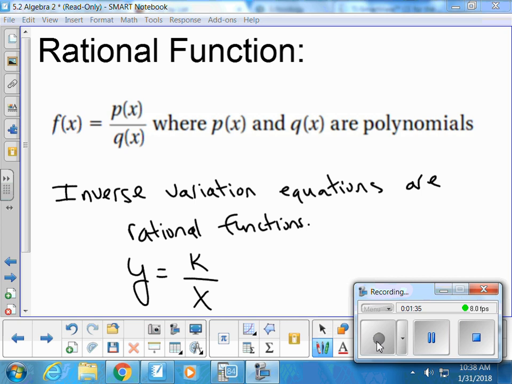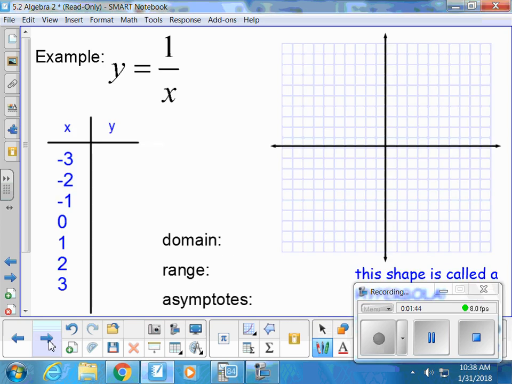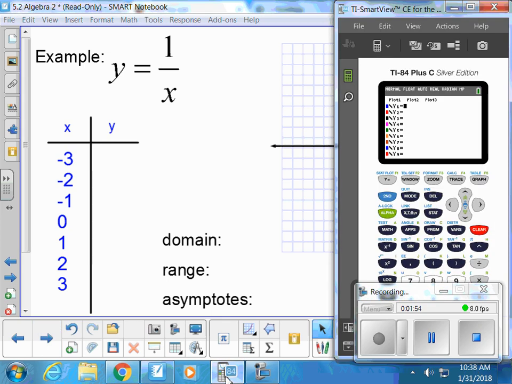All right, so we're going to go ahead and graph our first rational function. It is going to be an inverse variation equation, so that's how this is relating to what we learned yesterday. This right here would be an inverse variation relationship, and what would the k value be? 1, right? The 1. So we're going to type it in the calculator and see what it looks like. It's a hyperbola. That's why we learned that new word.